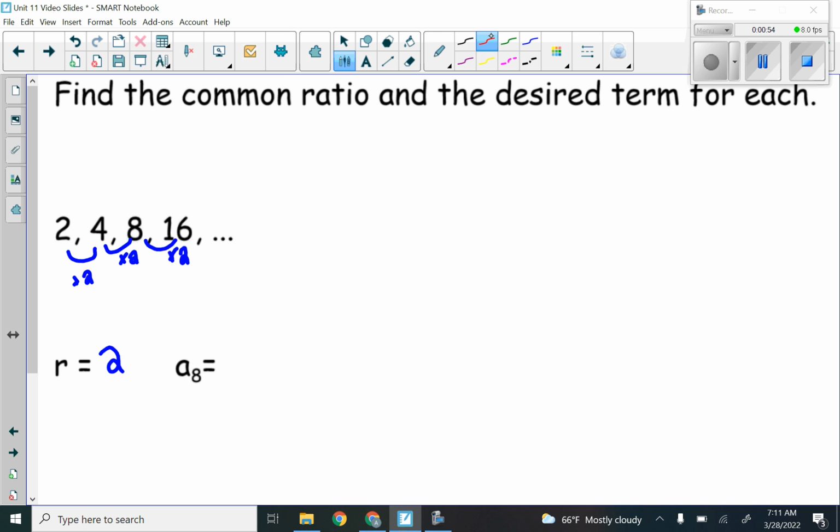Now, to find the eighth term, we could use our explicit formula. a sub n equals your first term times your ratio to the n minus 1 power. So plugging in there, to find the eighth term, your eighth term is 2 times 2 to the 8 minus 1 power, which equals 256.